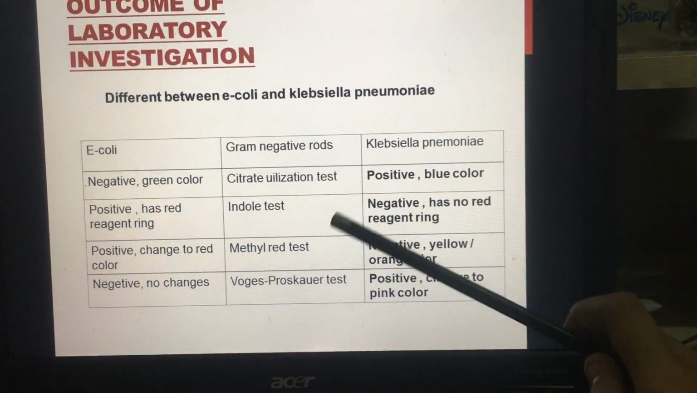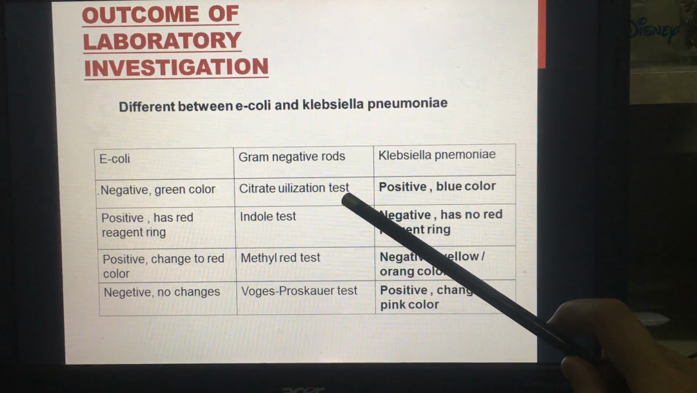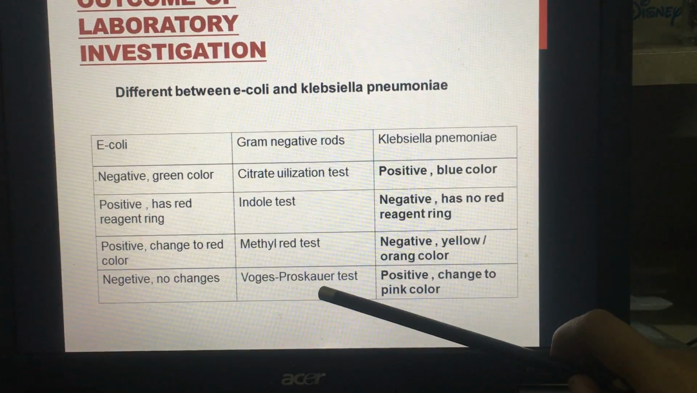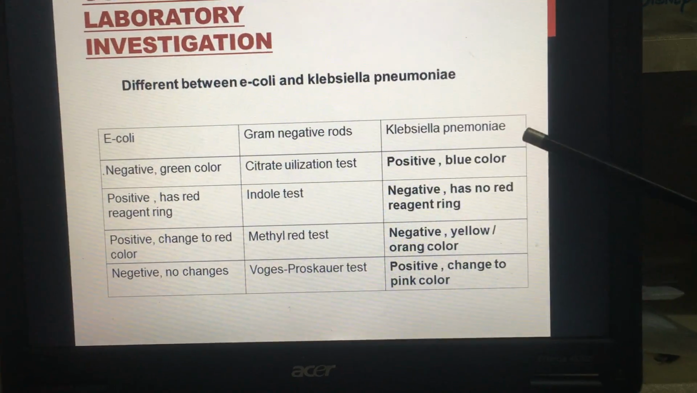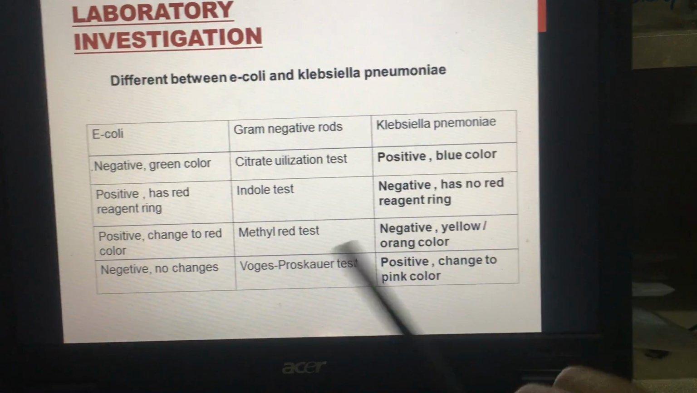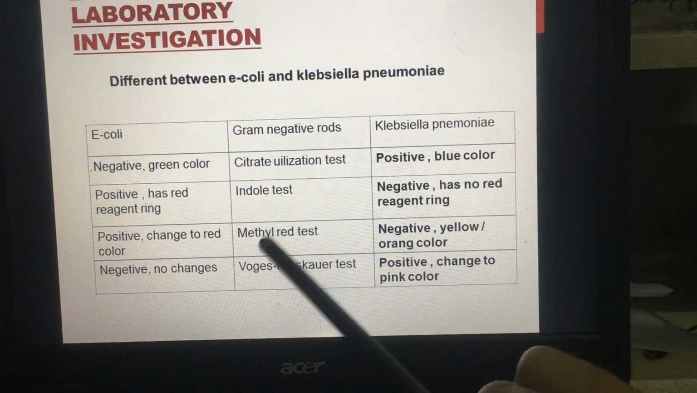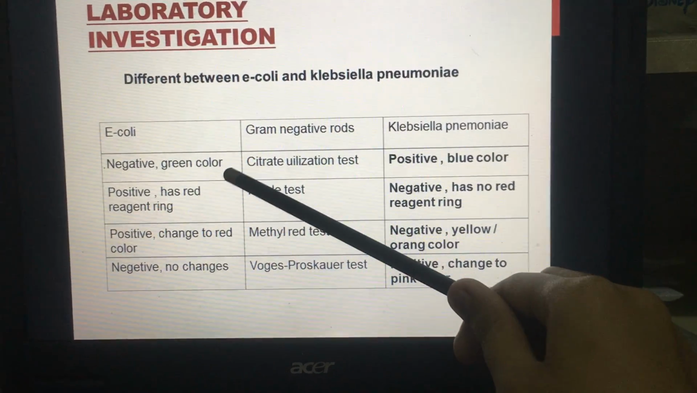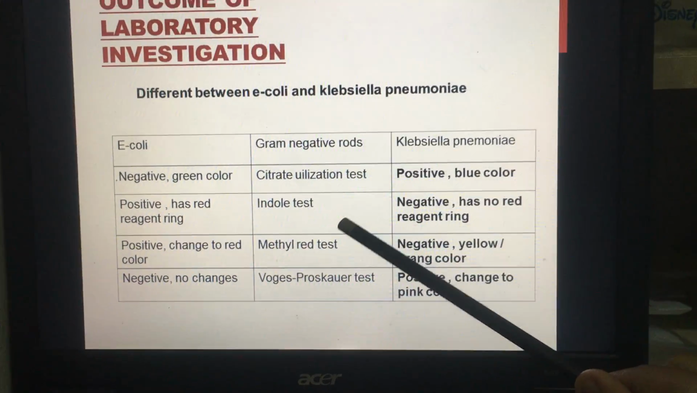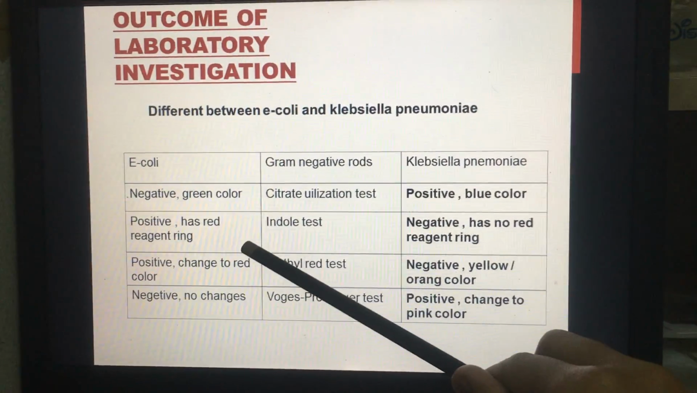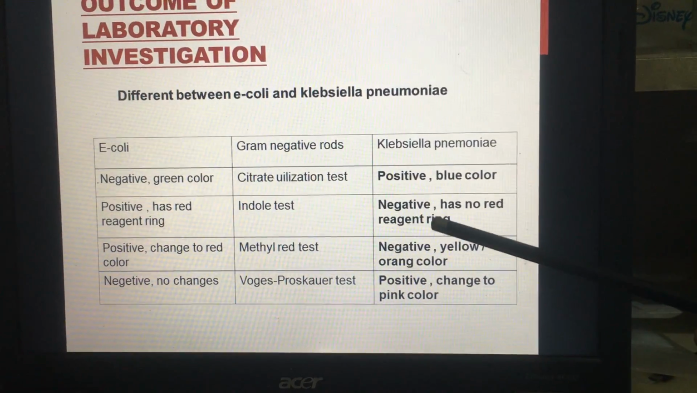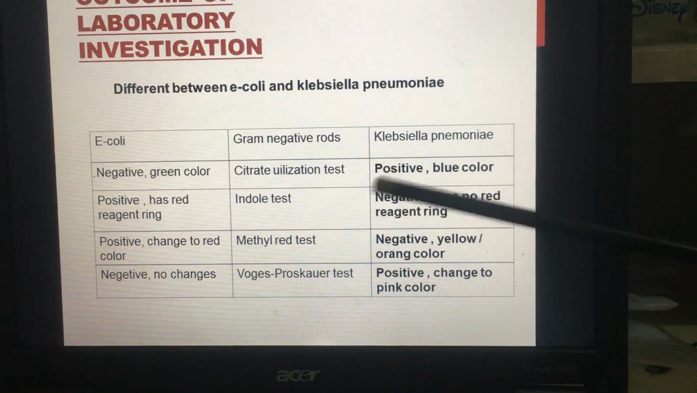Okay, as you can see, we did a citrate test, indole test, methyl red test, and Voges-Proskauer test, and it shows that Klebsiella is positive, which is blue color, but if the test is negative, it is E. coli, which is green color. And the indole test also gives the differential: E. coli is positive, with a reagent ring, but Klebsiella doesn't have it because it's negative, no reagent ring.